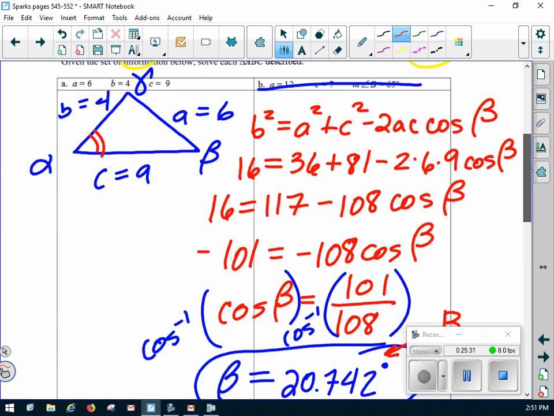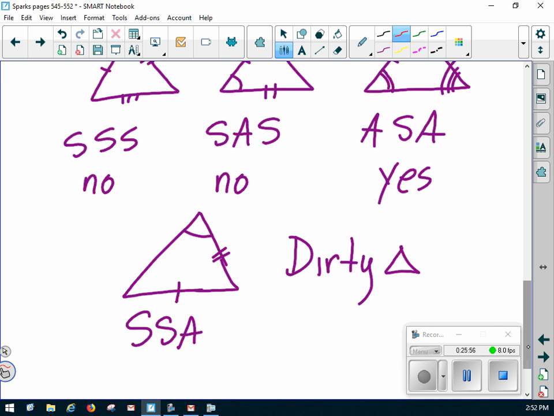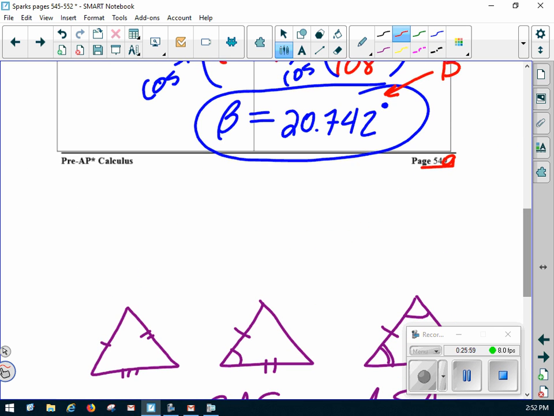What's the last thing I need? Need angle gamma. You bet. Do A plus B and then 180 minus answer. A plus B and then 180 minus answer, and that will tell you what your angle gamma is. What's gamma? 127.169 is what Spark says.